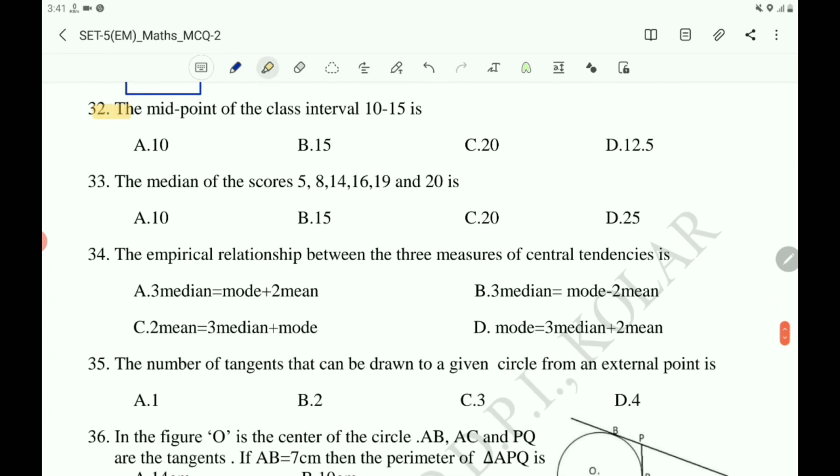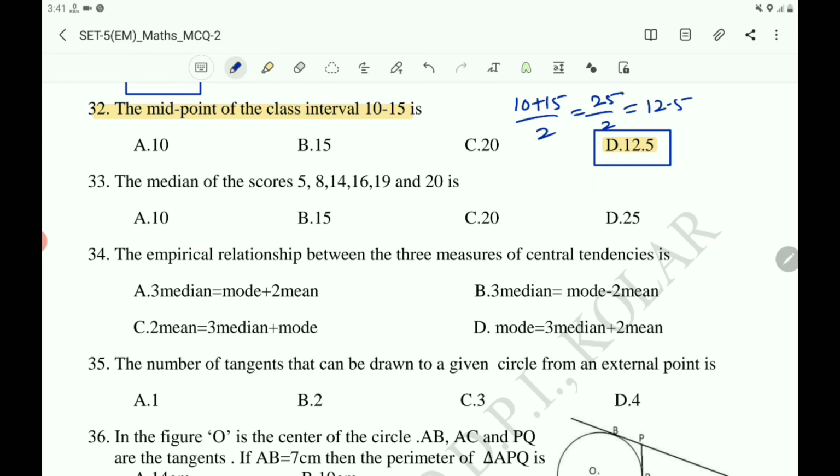The midpoint of the class interval 10-15 is. Midpoint can be found by adding these two and dividing that sum by 2. That is upper limit plus lower limit divided by 2. That is 10 plus 15 by 2. 10 plus 15 is 25. 25 by 2 is equal to 12.5. Then what is the answer here? Option D, 12.5.